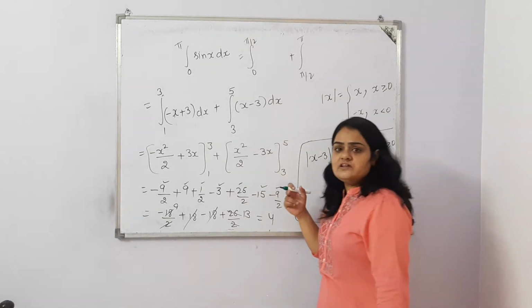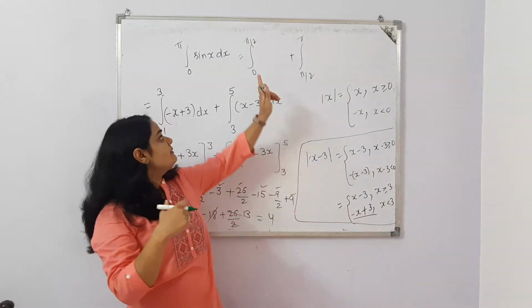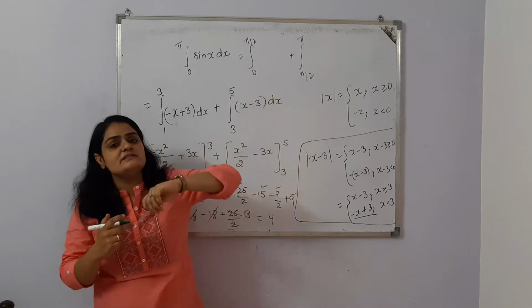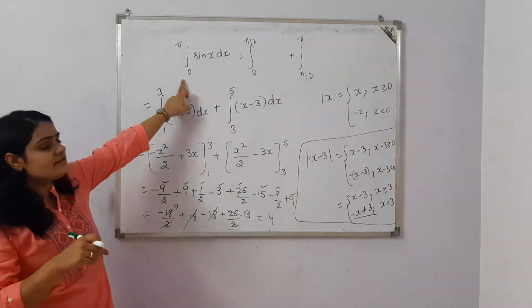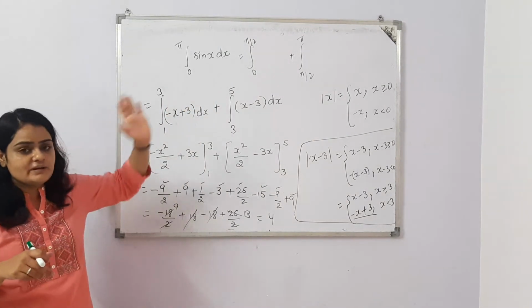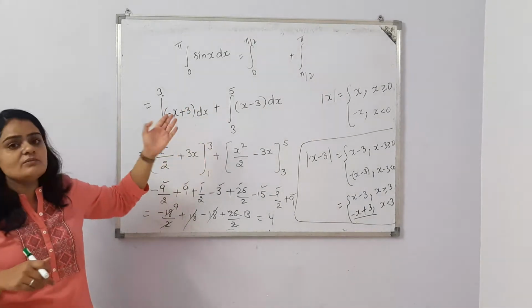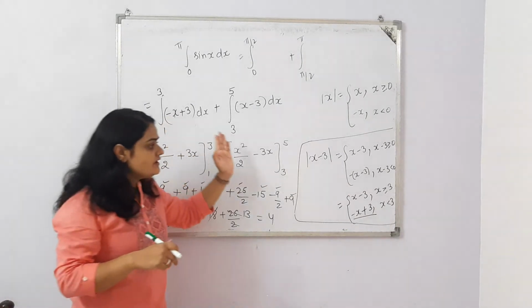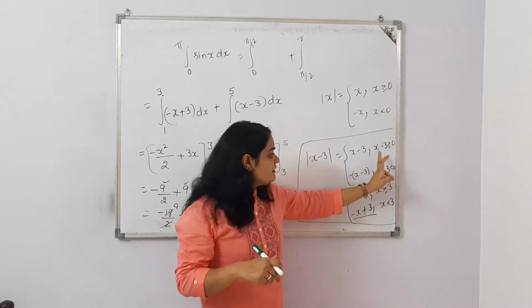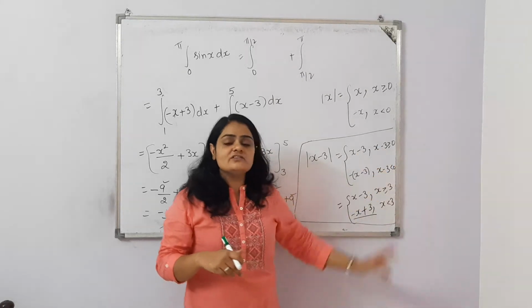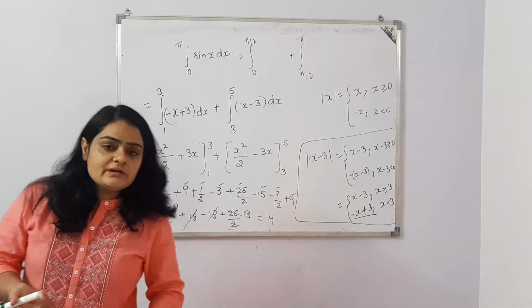So the function is increasing in the limits 0 to pi by 2 and decreasing from pi by 2 to pi. So we can split the limit accordingly. Whenever the function is increasing or decreasing, we can split the limit. And in this question, whenever the modulus is there, we can apply the definition of modulus, and whenever the limits are changing, the function is also changing. So we can split the limit accordingly.